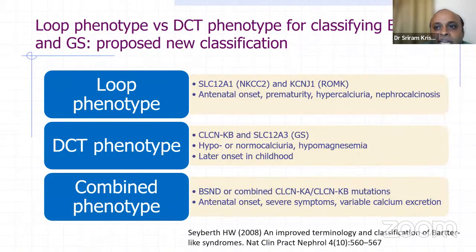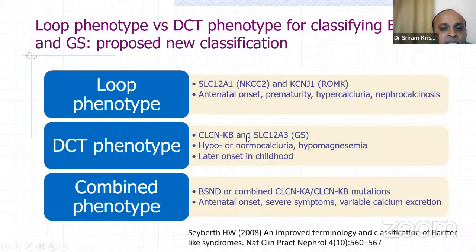So now, should we go by the genetic classification, or should we go by a newer proposed classification, which is based on the physiology? According to this new classification proposed by Seyberth et al. in 2008, there is a loop phenotype, there is a DCT phenotype, and there is a combined phenotype. So instead of a genetic-based classification, they have proposed this pathophysiology-based classification. The loop phenotype includes type 1 Bartter and type 2 Bartter, which are the NKCC2 and the ROMK mutations respectively. These have an antenatal onset, prematurity, a lot of hypercalciuria and nephrocalcinosis.